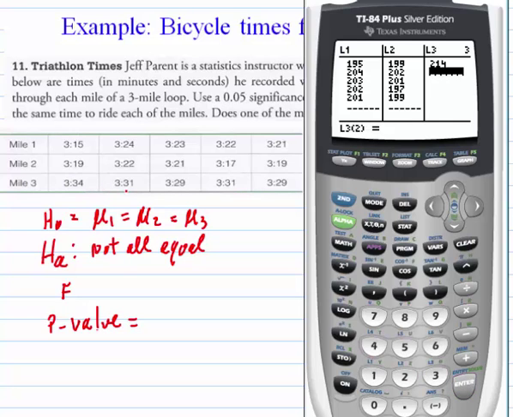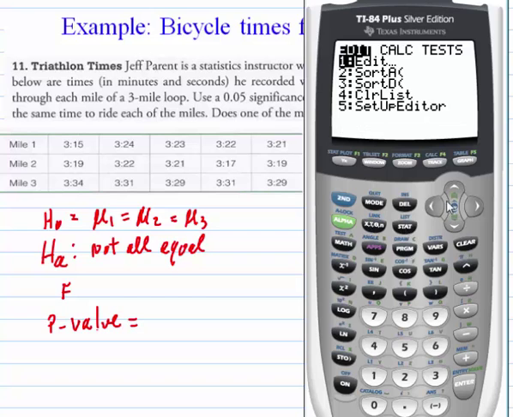And this one's 2, 1, and a 1. This one is 209. This one is 213. And this one is 209. It's always good to make sure that you have the data correct in there. Looks like it is.